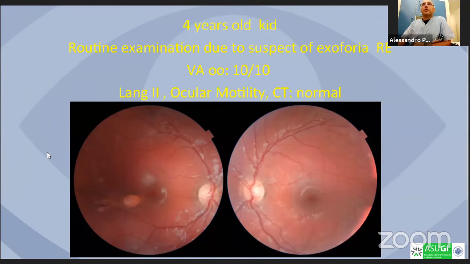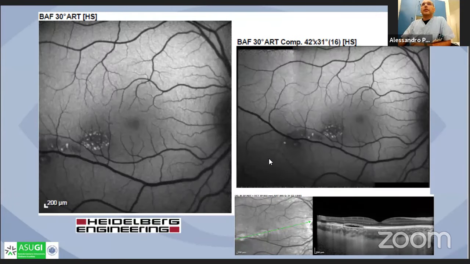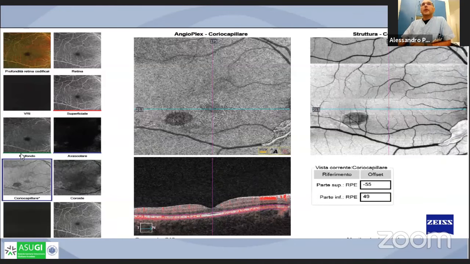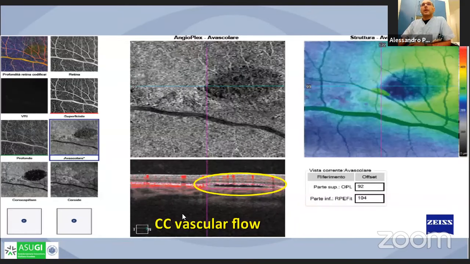So this is the case of torpedo maculopathy. In this case, we can see the alteration of the blue light and near-infrared autofluorescence in the area where we have the torpedo maculopathy. And with the Angioplex Zeiss OCT angiography, we can see that in the area of atrophy, the flow in the choriocapillaris is altered. We don't have any type of flow in this area.